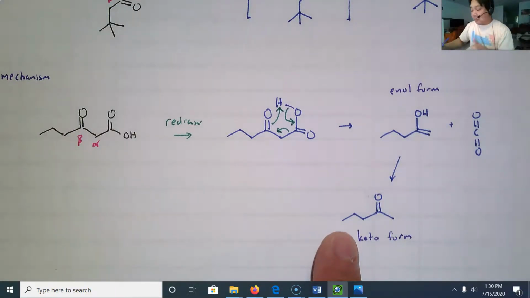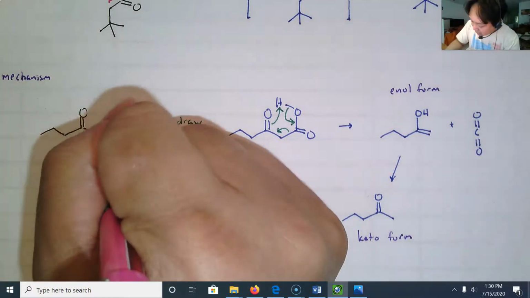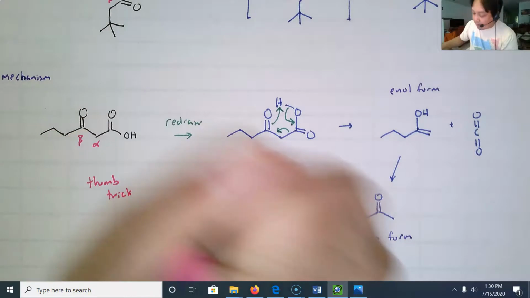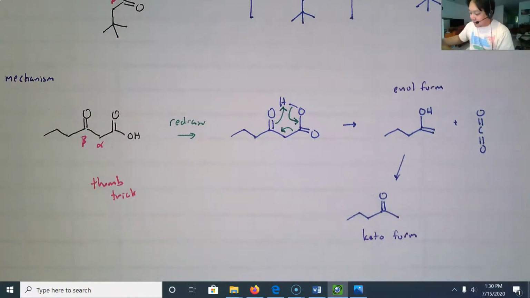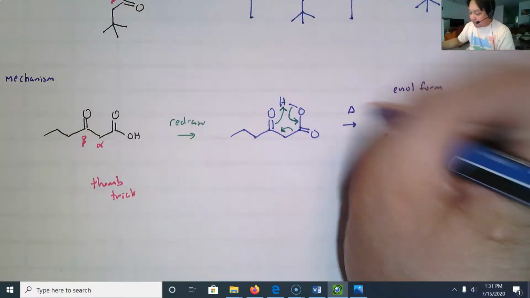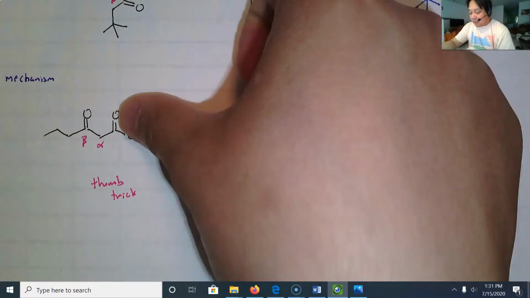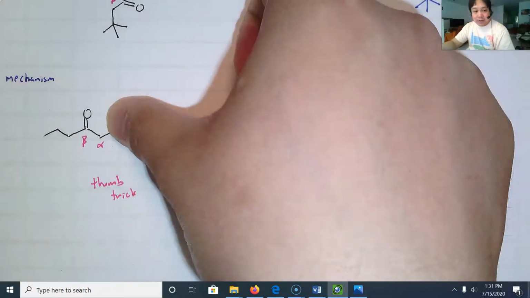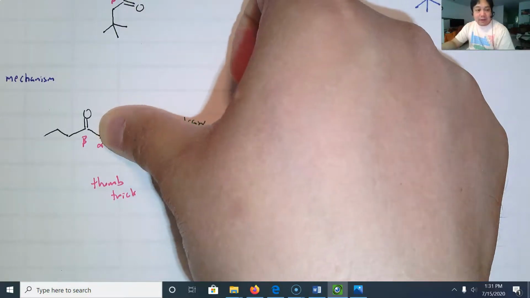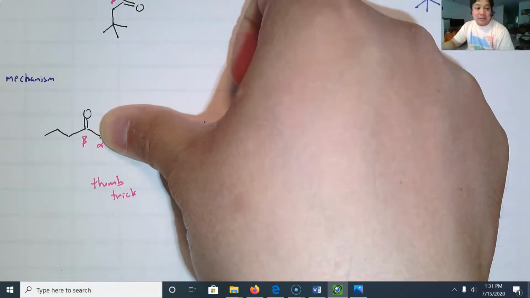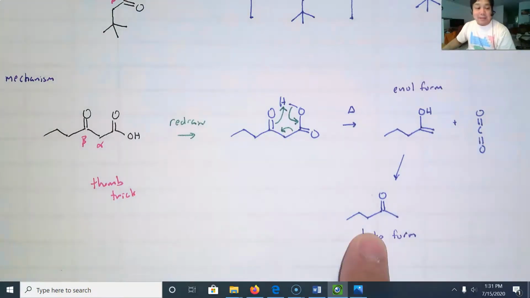Now, think about your thumb trick. If you're doing a decarboxylation, by the way, maybe we should put heat here. Okay, you do have to heat it. But the thumb trick is you take your thumb, get rid of the carboxyl group, go to the alpha carbon. That is your product of decarboxylation. Okay, look at that. Look what we get when we do the mechanism.